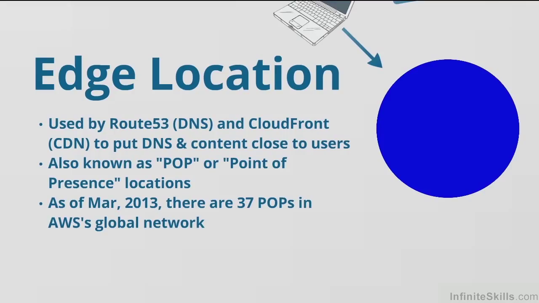Amazon also uses edge locations to push content out close to the users. Services such as Route 53, Amazon's DNS provider, and CloudFront, Amazon's Content Delivery Network, or CDN, put DNS and content close to users. These are also known as point of presence or POP locations, and as of today, there are 37 POPs in AWS's global network.